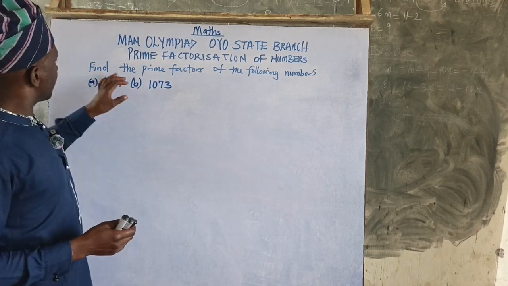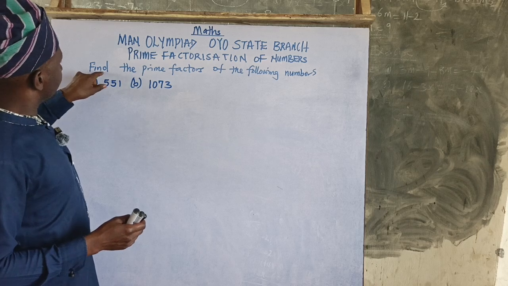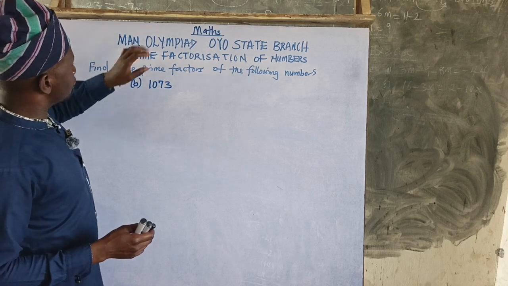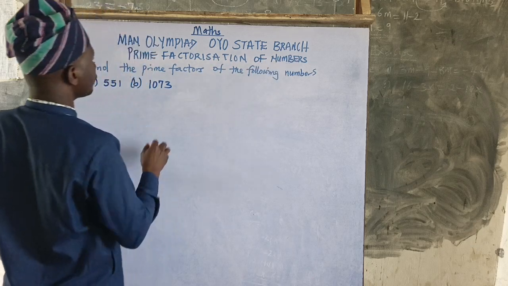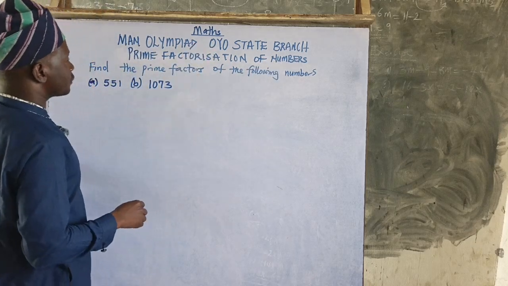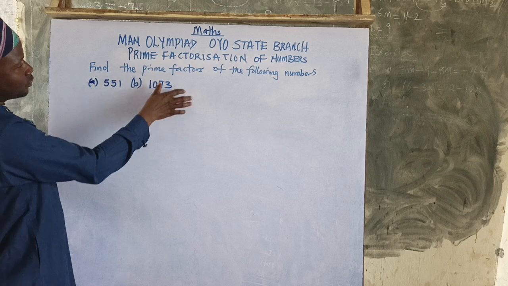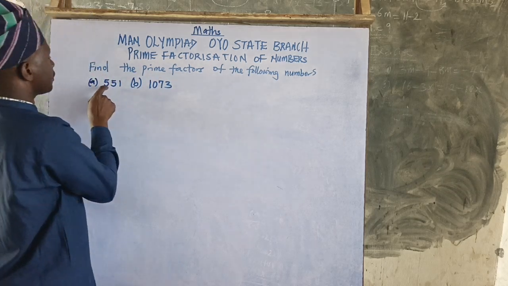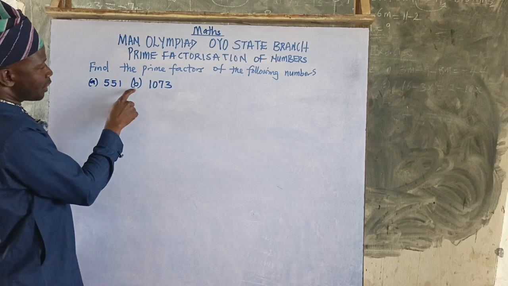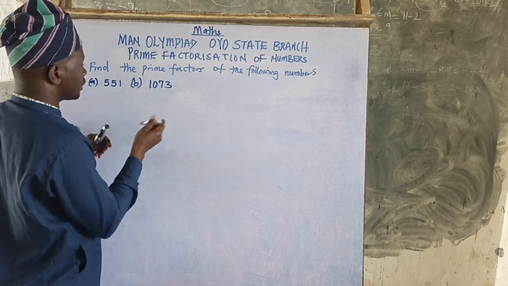So good day, followers. We are to consider this topic, the prime factorizing of numbers. That's the topic we want to consider this afternoon. We are given this question to solve. Find the prime factors of the following numbers: A, 551; B, 1073.